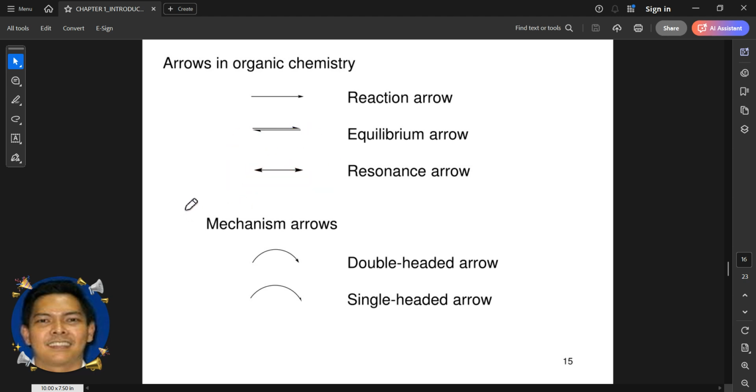When talking about organic chemistry, there are reactions that involve a lot of mechanisms taking place. The mechanism arrow must be a curved arrow like this. It can be represented by a double-headed arrow or a single-headed arrow.